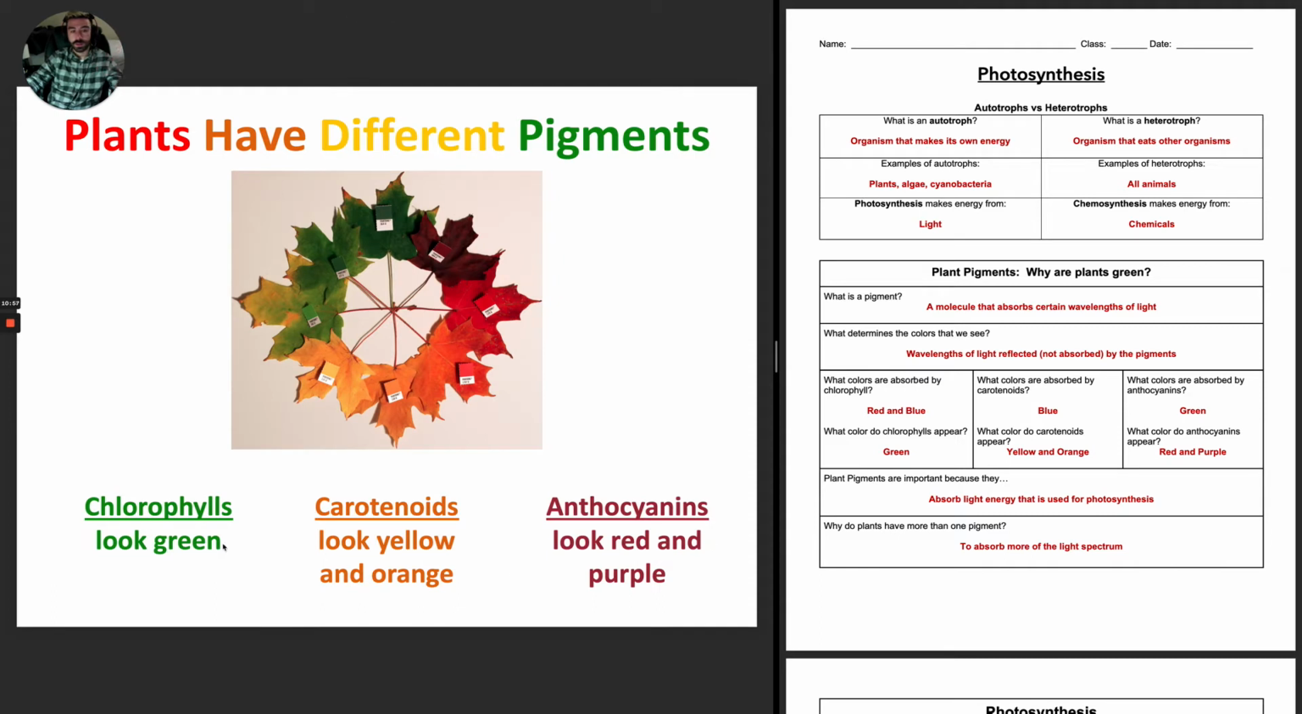So again, chlorophyll looks green, carotenoids look yellow and orange, anthocyanins look red and purple, because those are the colors that are reflected. The other colors are what are absorbed.